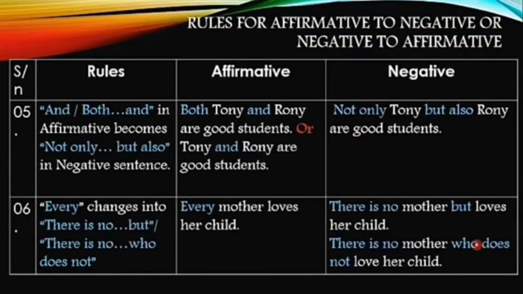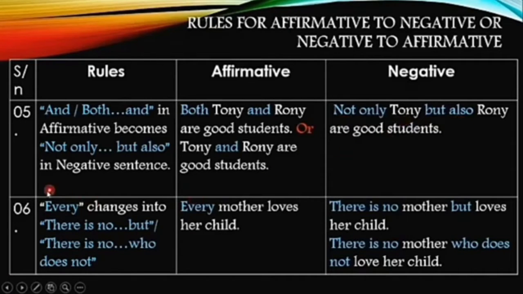Rule number 5 says, when we have and or both dot dot and in an affirmative sentence, it will become not only but also. For example, both Tony and Ronnie are good students. Both Tony and Ronnie. We have taken this option. Or it could also be said in this way, Tony and Ronnie are good students. And the negative form of them is not only Tony but also Ronnie are good students. Not only but also has been used here.